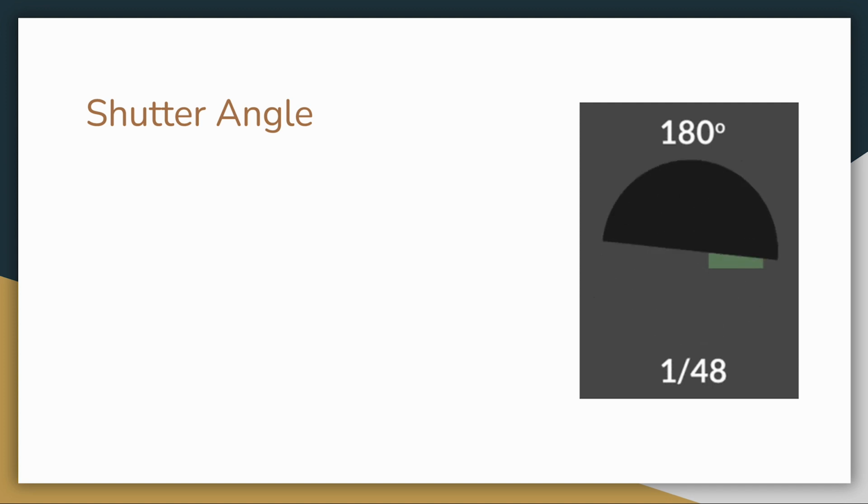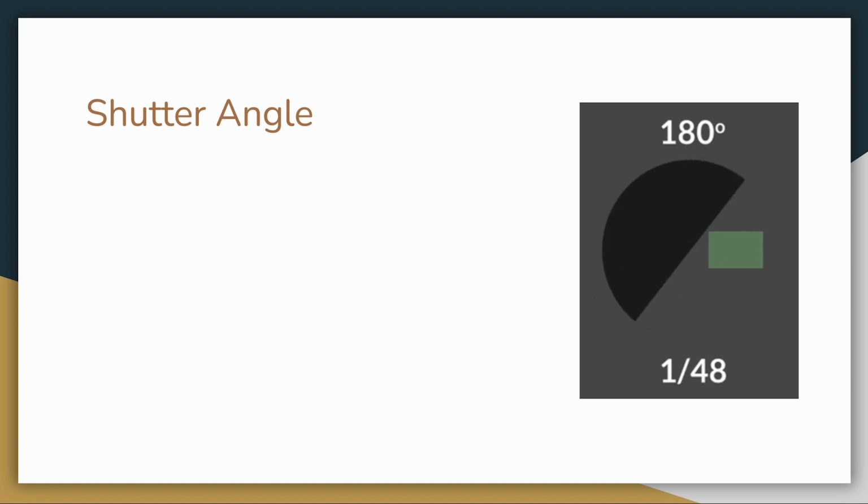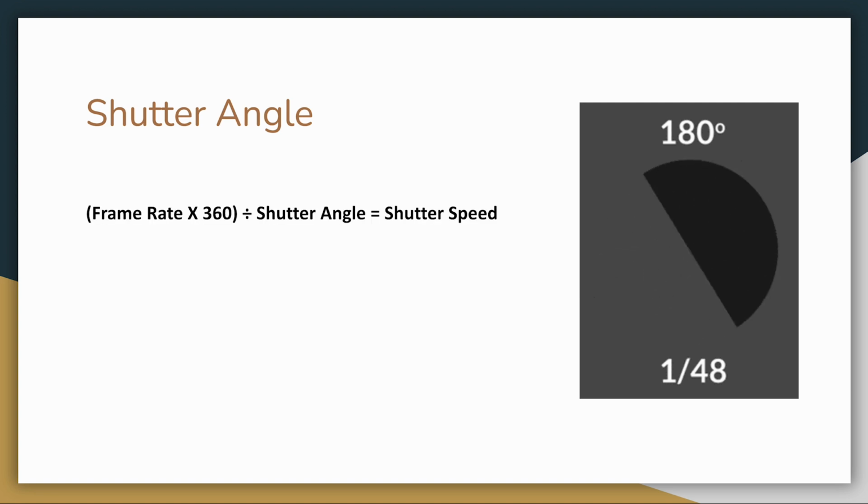Pretty simple. Now, if you're anything like me, you don't have a disc inside your camera that you can change out to change the shutter angle. You want to be able to translate this into shutter speed, so then you can actually input that into your camera. And there is a little math involved, but it's extremely simple. The formula to calculate your shutter speed from a shutter angle is the frame rate of your project multiplied by 360 and then divided by the shutter angle you want.